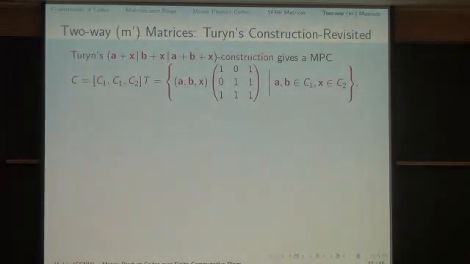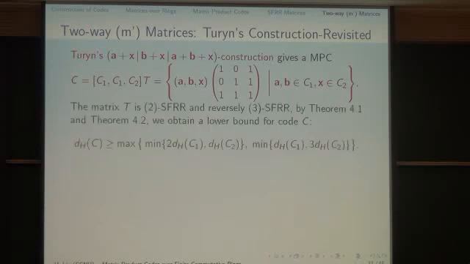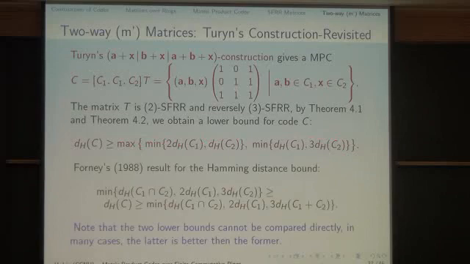In the last section, we want to introduce some more results. This is related to Turyn's construction. With our result, we can obtain this bound. And Finite in 1988 gave a Hamming bound we have shown before. But this, we have a lower bound. In general, the two lower bounds cannot be compared directly.